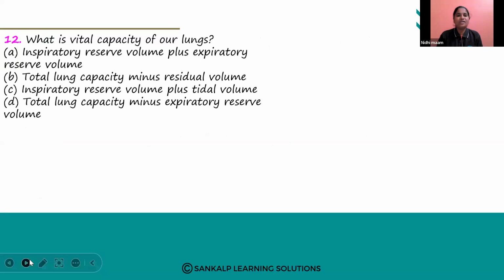Okay. What is vital capacity of our lung? Vital capacity ಅಂದ್ರೆ ಏನು? Just now we discussed total lung capacity ಅಂತ discuss ಮಾಡಿದ್ವಿ, ಹೌದಾ? So inspiratory reserve volume plus expiratory reserve volume, total lung capacity minus residual volume, inspiratory reserve volume plus tidal volume, total lung capacity minus expiratory reserve volume. So what is the vital capacity of our lungs? What do you mean by vital capacity? You can refer your notes, you can refer your textbooks.